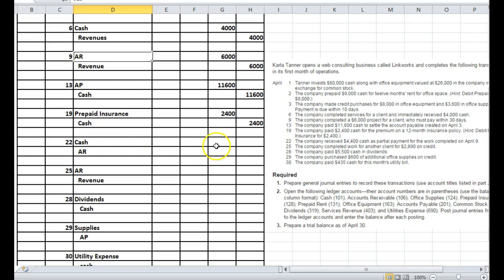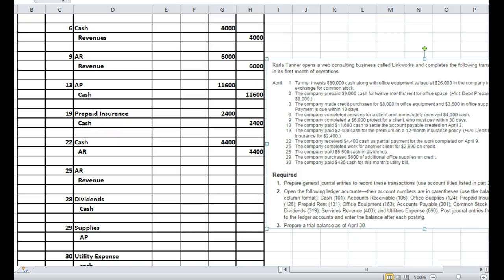So I'm receiving cash of $4,400. Which means I increase my cash account, but I also have to take that out of my accounts receivable. So I'm crediting for $4,400. So that should flow fairly well.